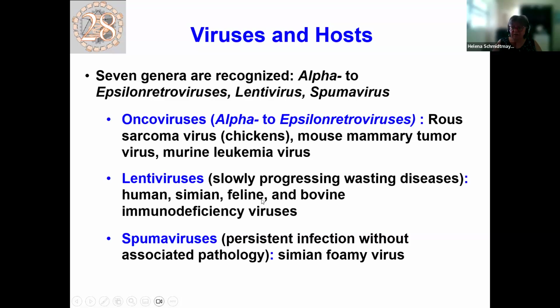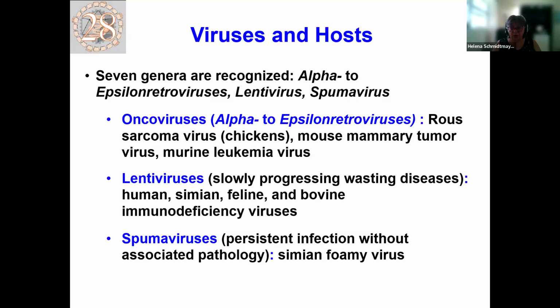Now, there are 7 genera of retroviruses. There are alpha, beta, gamma, delta, epsilon, which are all oncoviruses. There are lentiviruses and spumaviruses. Oncoviruses carry a gene which can trigger cancer in the target organisms, such as Rous sarcoma virus, mouse mammary tumor virus, murine leukemia virus, and so on.